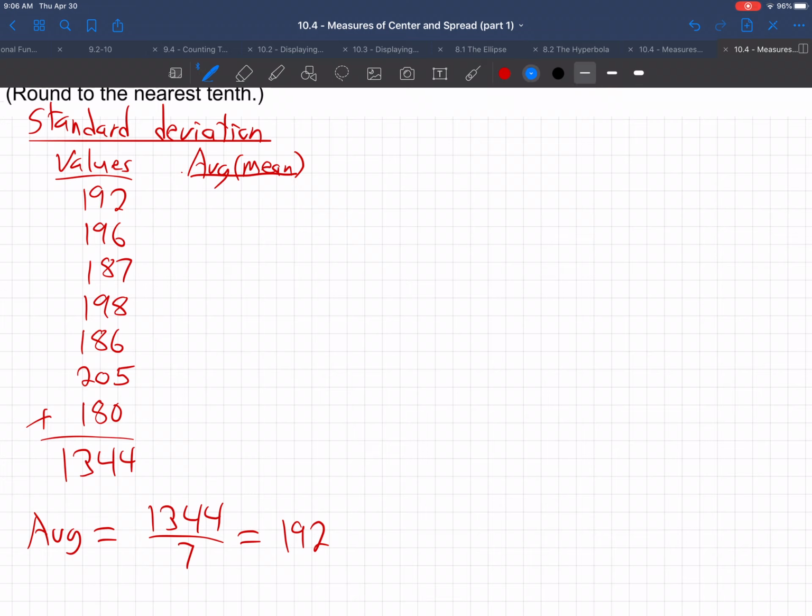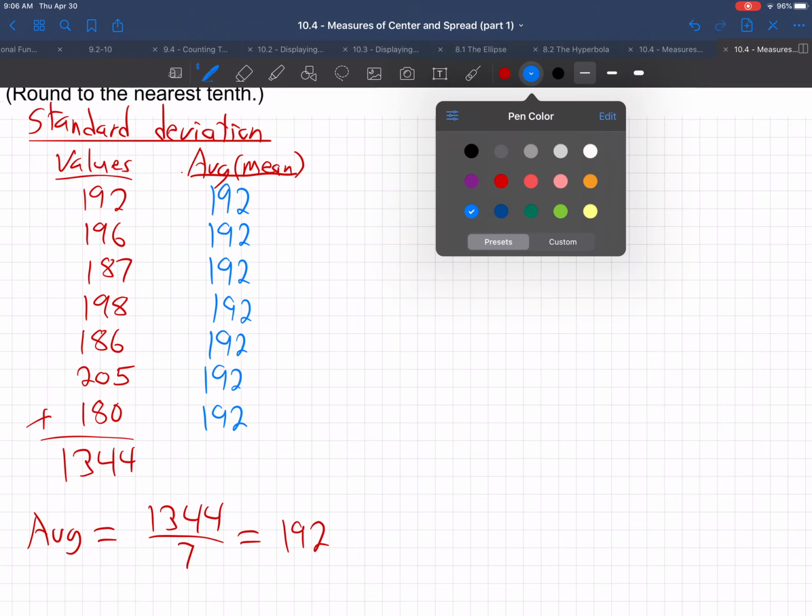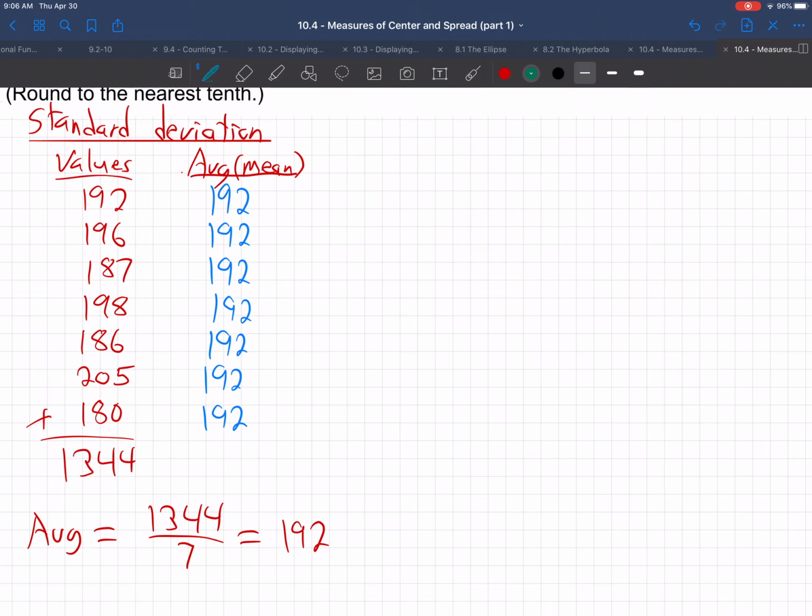So what I'm going to do is write the mean, the average value, 192, all the way down this list. And then what I want to do, standard deviation, let me give you a feel for standard deviation, is the average distance from the middle. So now I want to find out value minus average. So I'm going to subtract these.